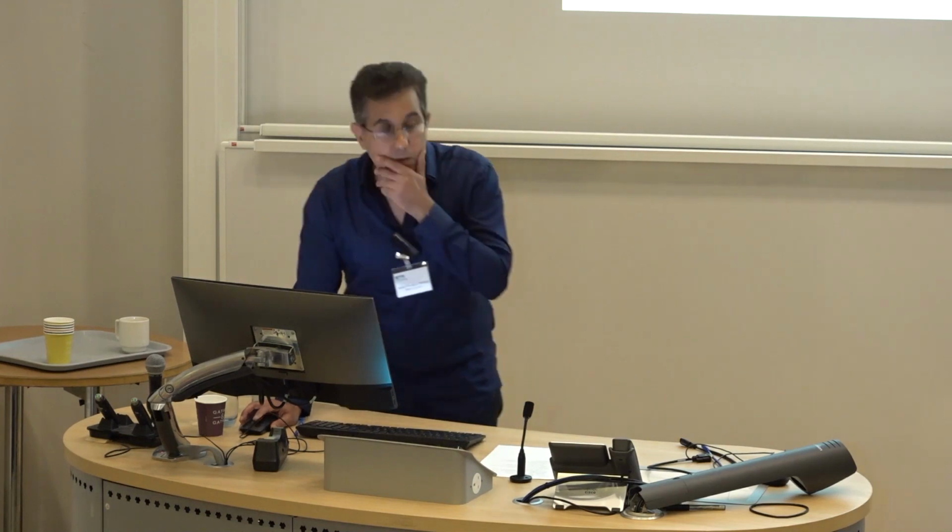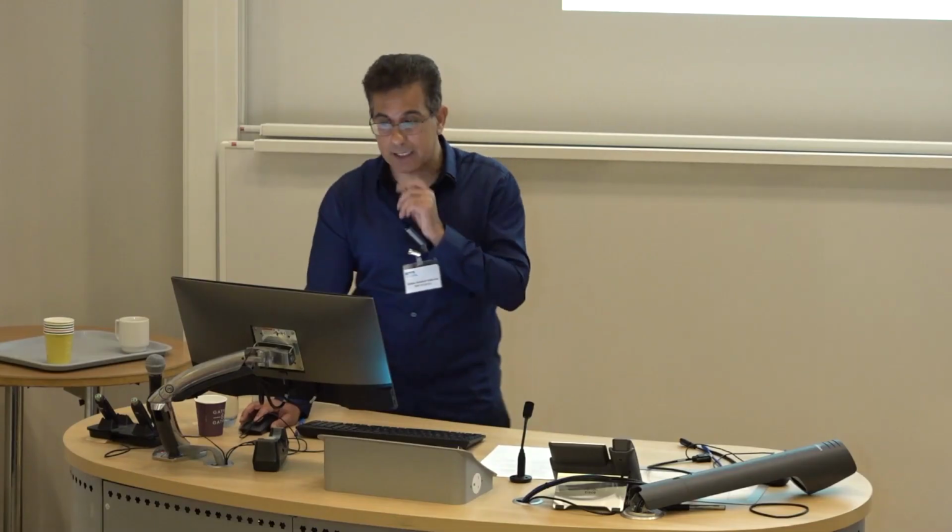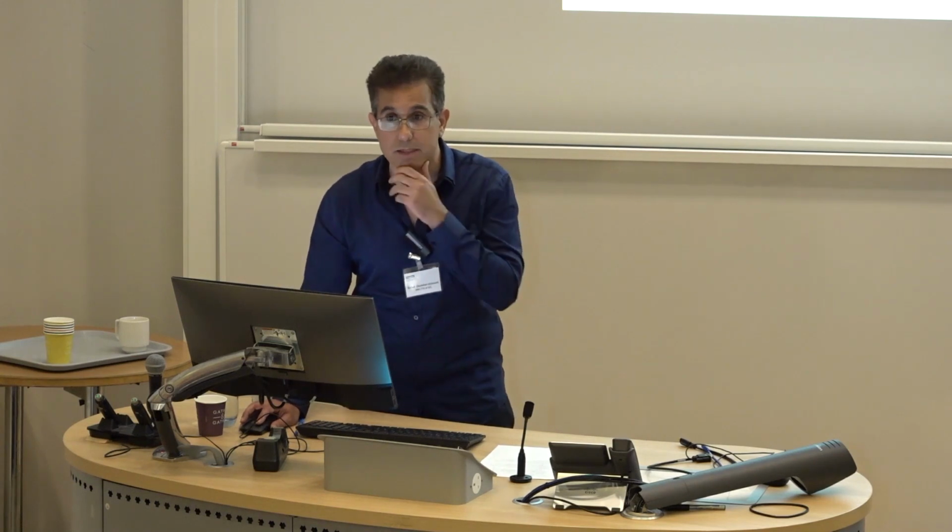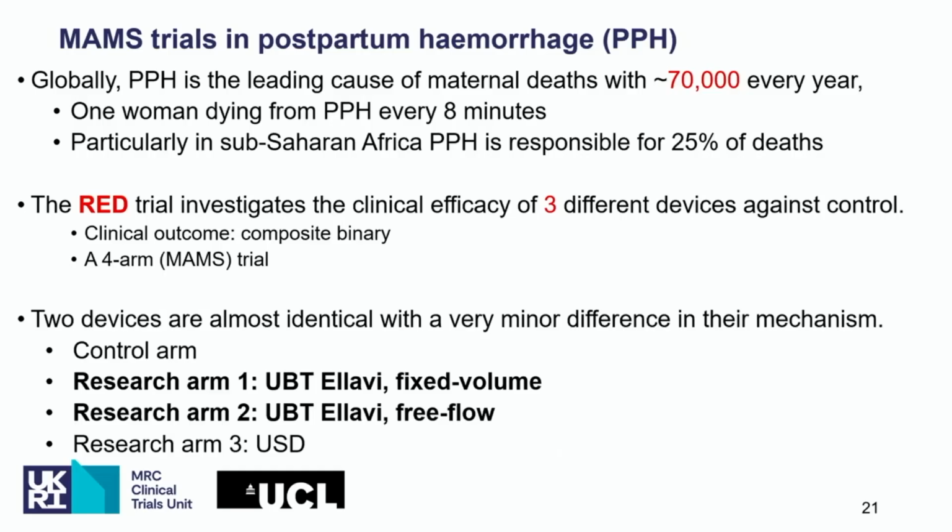So we have a trial called RED, which investigates the clinical efficacy of 3 different devices against the control arm. And the clinical outcome is a composite binary. So we have a 4-arm trial. Let's look at the interventions or the devices. We have a control arm and 3 research arms. Look at research arms 1 and 2. They are basically the same device with a very minor difference in their functioning.